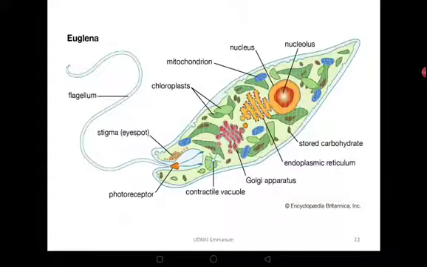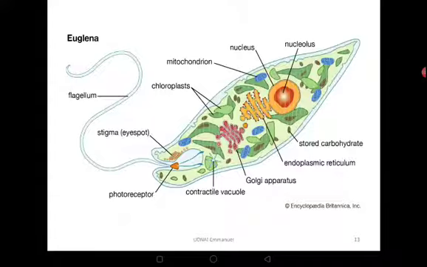Then the chloroplasts, sites for photosynthesis. They also contain a green pigment. Then we have mitochondrion. That one is a site for respiration, is where respiration takes place, produce energy for the organism. The nucleus controls the cell activities, and the nucleolus is where the ribosomes are manufactured from. And then we have the stored carbohydrates there, especially products of photosynthesis, are stored in those granules.